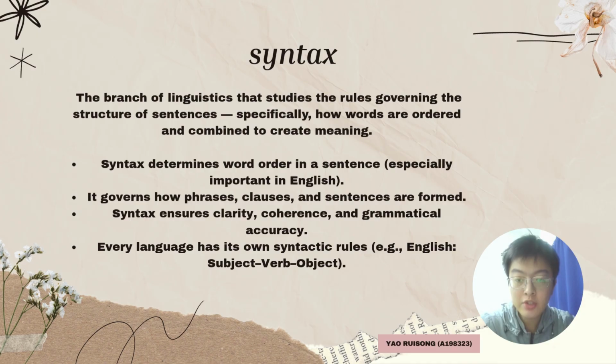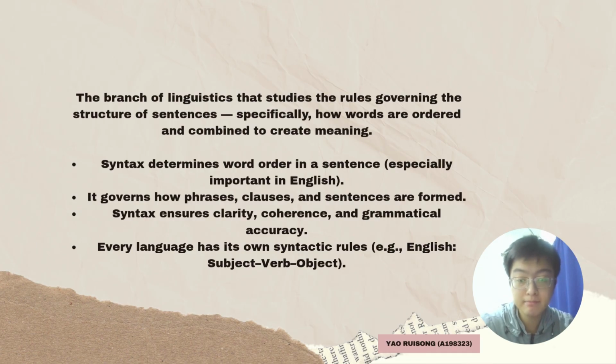Every language has its own syntactic rules. For example, Japanese typically follows a subject-object-verb order, while Arabic often uses verb, subject, object. So syntax is not universal, but it's always systematic.